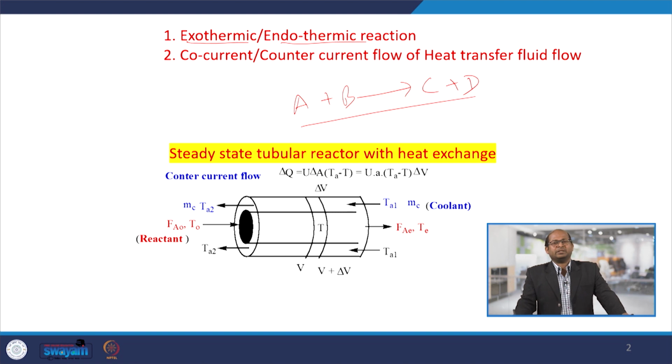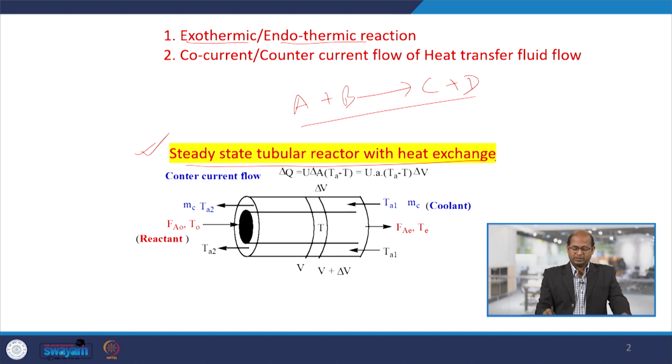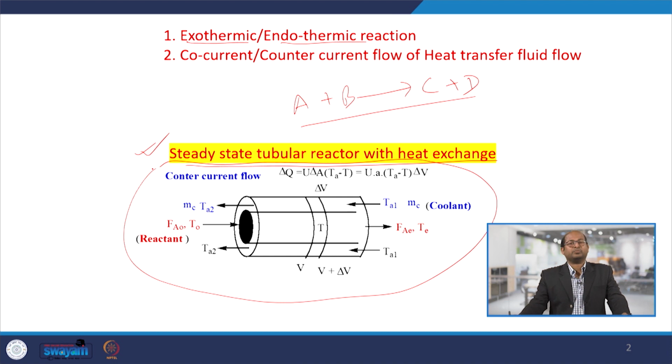Here, a steady state tubular reactor with heat exchange example is given. In this system you can see a tubular reactor, or plug flow type of reactor. The reactant is fed here and the product comes out from here. The inlet feed temperature is T0 and the molar flow rate on a component A basis is written as Fa naught, and this is Fa at the exit of the reactor, after reactions.